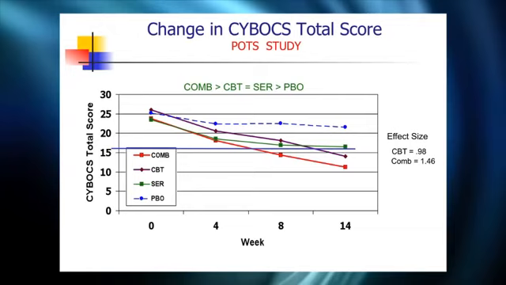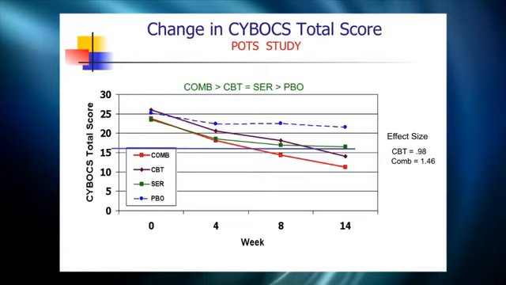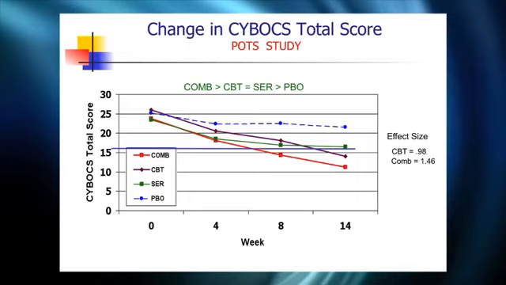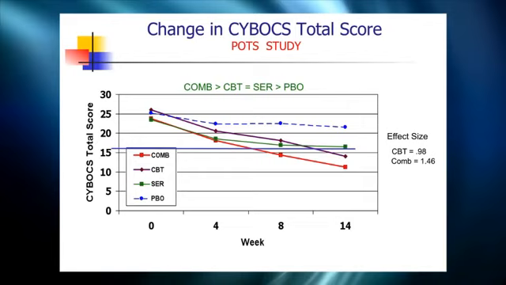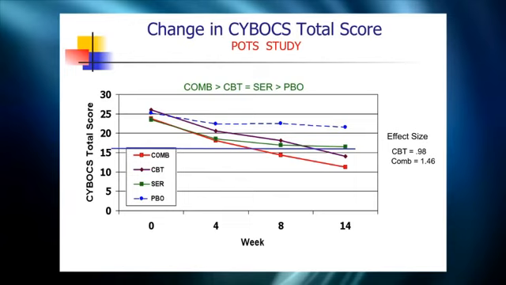So you look at the effect sizes compared to placebo: combined had an effect size of 1.46, and CBT had an effect size of almost 1.0. So remember, the meta-analysis of medications was an effect size of 0.45. That almost adds up here perfectly, because if you look at the effect size for CBT of 1 and the meds of 0.45, you get just about the effect size for combination treatment. So CBT, certainly in this study and based on the other literature, really seems to be a more effective treatment for OCD than medication alone.